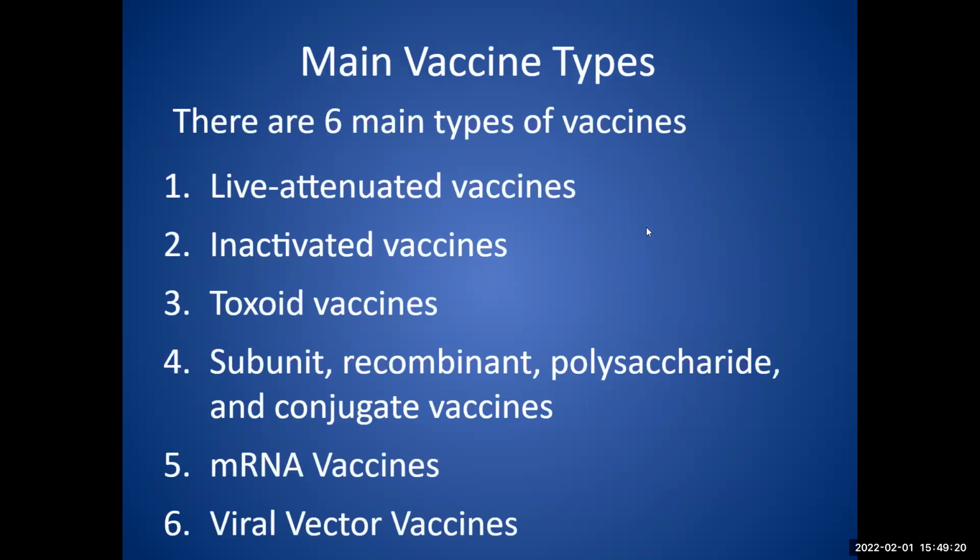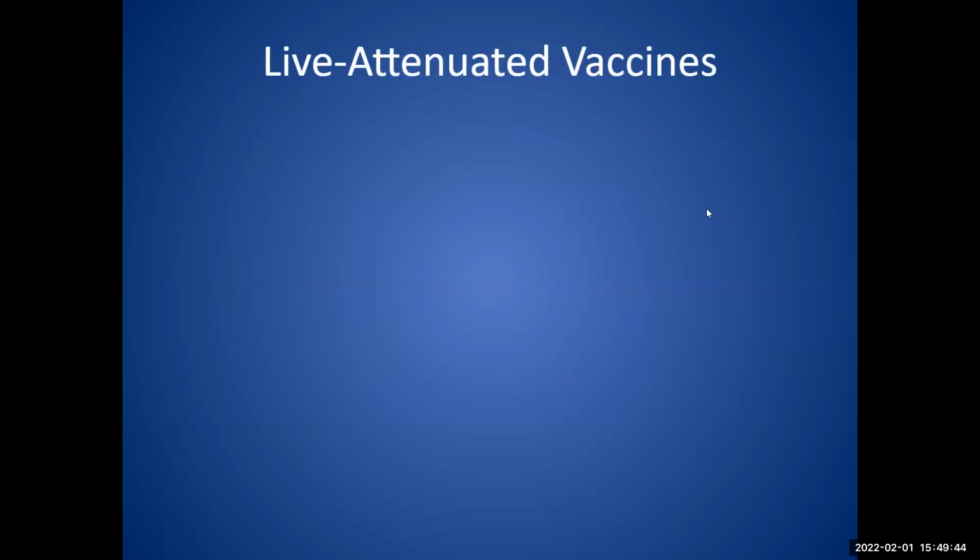Okay, so there's now 6 main types of vaccines. There are live attenuated, inactivated, toxoid, subunit, which are recombinant, polysaccharide, and conjugate vaccines, mRNA vaccines, and then viral vector vaccines. So we'll just touch on each of these a little bit.